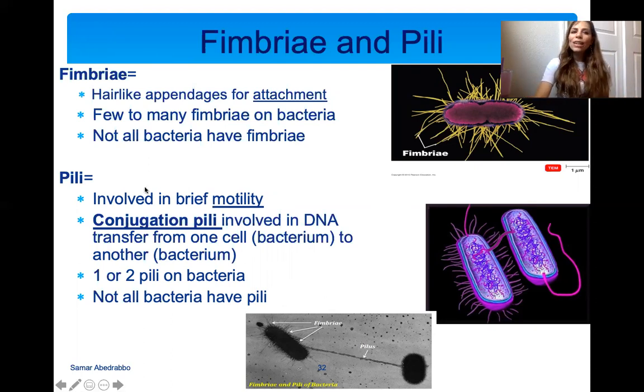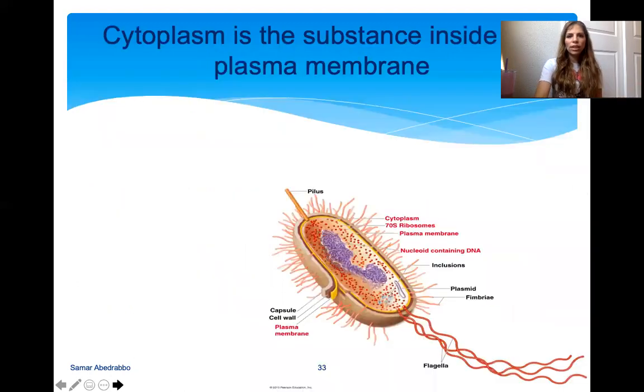So if I ask you what is the function of pili, I want everyone to say conjugation. And we'll learn about it later on. Bacteria can have one or two pili, and not all bacteria have pili. But if you do conjugation as bacteria, you have to have pili. So again, fimbriae are for attachment, pili are for conjugation and brief motility. The main structure for motility is flagella.